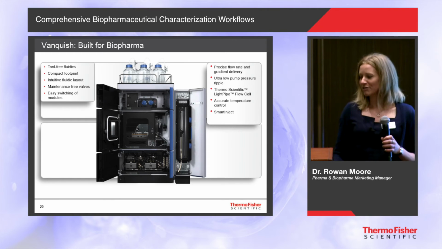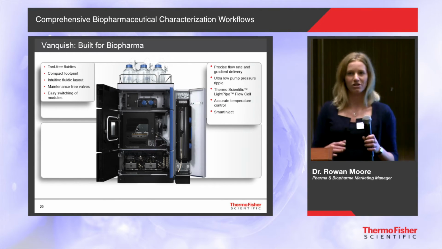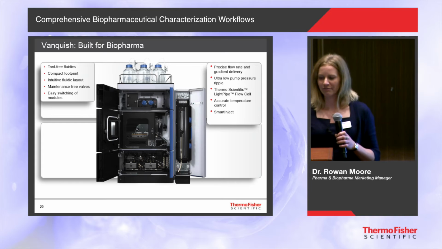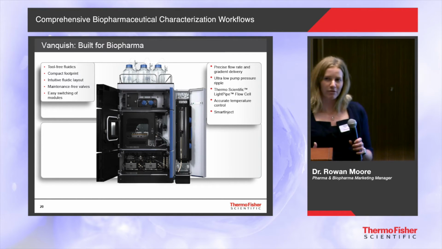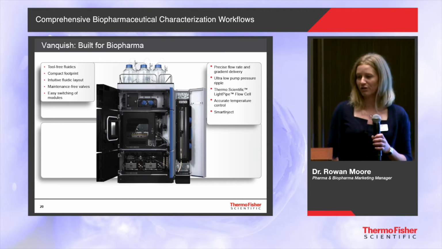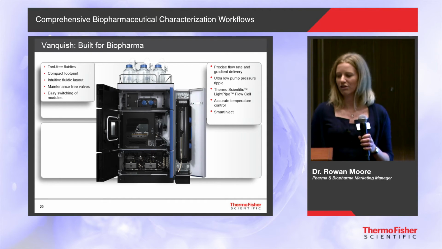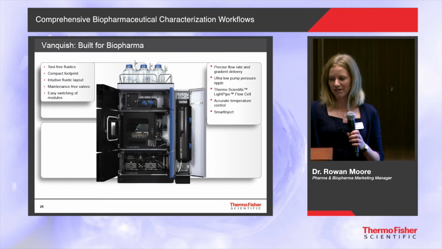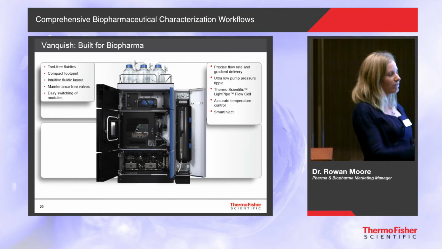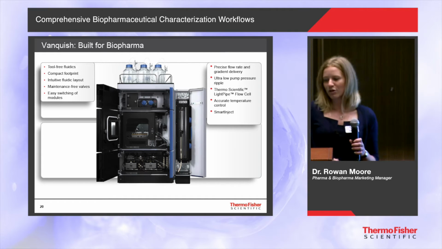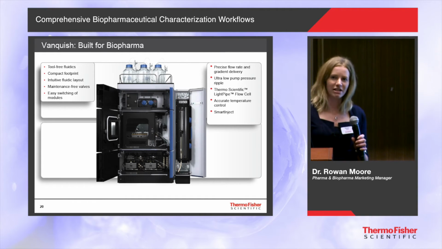Well, the Vanquish delivers precise flow rates and gradients across the full proportioning scale. It has ultra-low pump pressure ripple, and it incorporates our light pipe flow cell technology for the ultimate sensitivity and signal to noise in the UV detector. We have accurate temperature control, whether that's in the sample manager or in the column compartment. And we also have our patented Smart Inject technology.